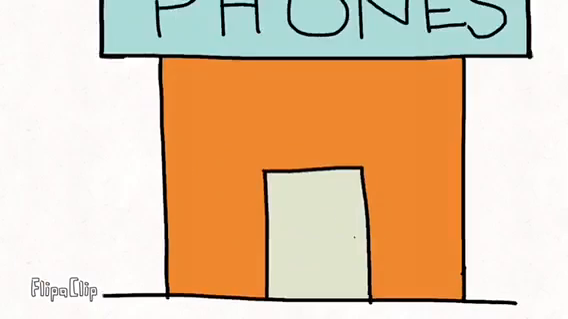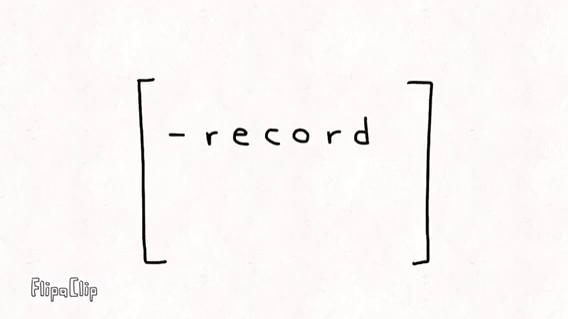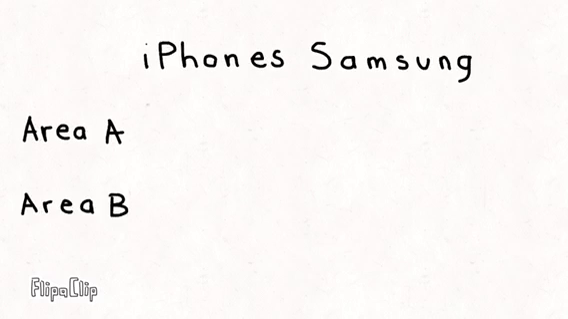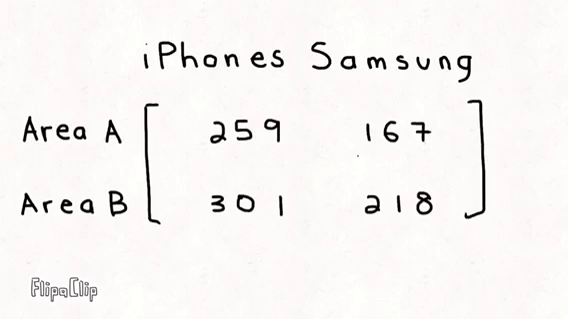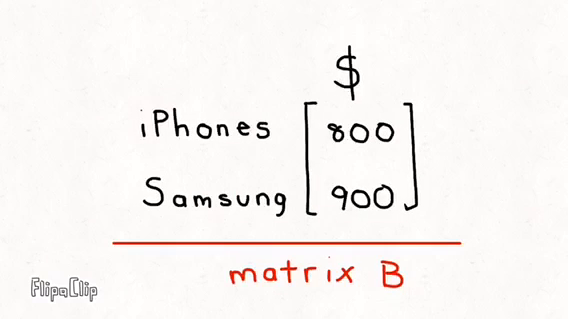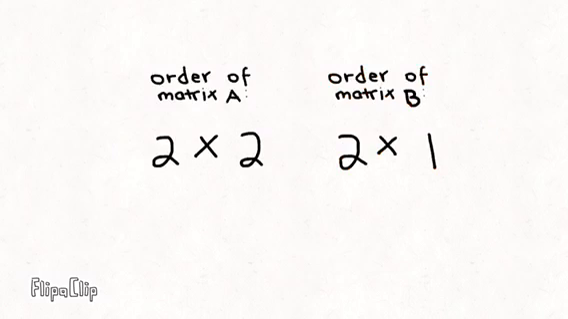He owns a small phone company and works in the stats department. Jeff can use matrices as a way to record and calculate data. Jeff can record the amount of iPhones and Samsung phones sold in area A and area B in matrix A, and the price of the phones in matrix B. By multiplying matrix A by matrix B, Jeff can find out the amount of money he earned in total.